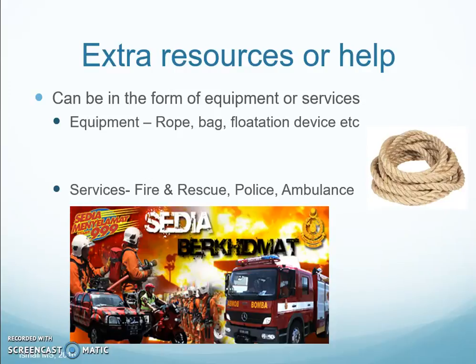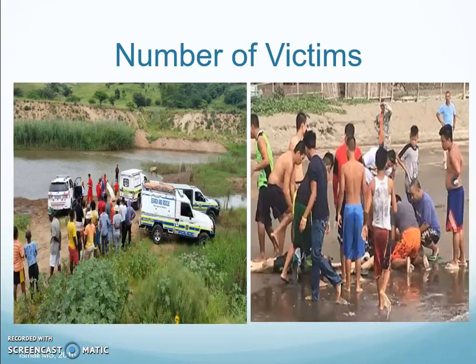In terms of extra resources or help, it can be divided into two. One is equipment, the next is services. In terms of equipment, things like rope, bag, or a flotation device can be used to help the victim. In terms of services, definitely we need to call the ambulance to get help, or even the fire and rescue in a more complicated situation, or the police to control the safety.